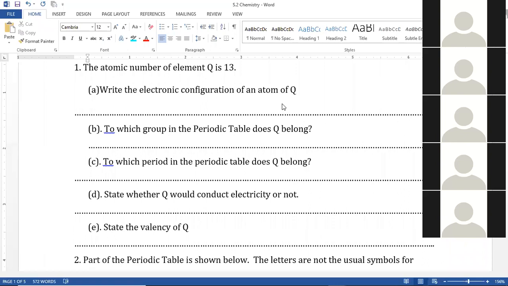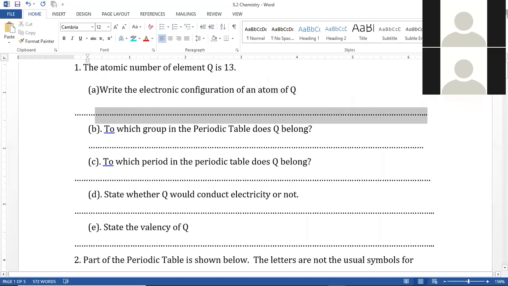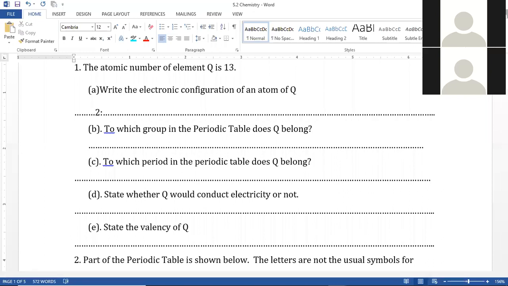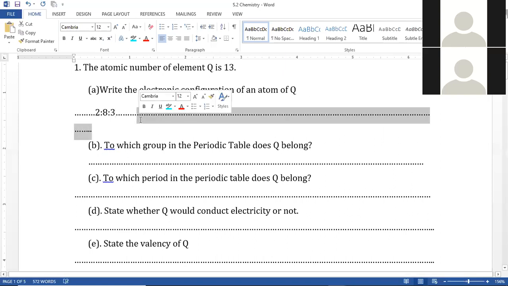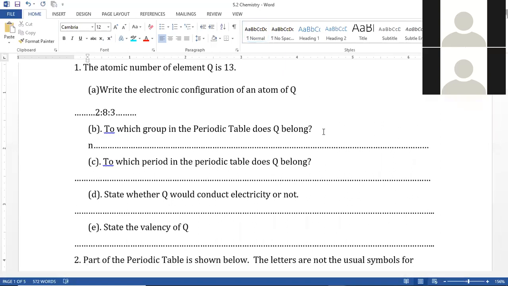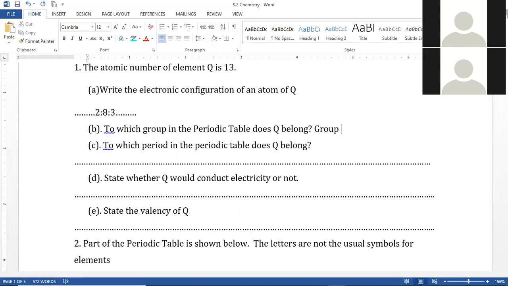So can one of the girls give me the answer for part A? 2, 8, 3. Thank you. Part B. Period 3. Group 3. Then the period. Period 3. Yeah, the third period.